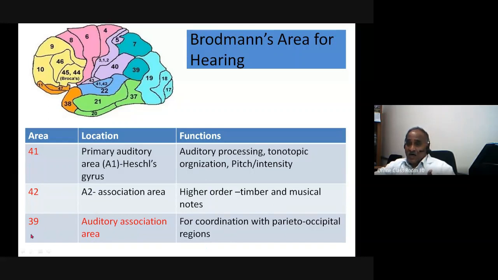So the auditory association area coordinates with the parieto-occipito-temporal regions. That means the parietal regions and the occipital region. Suppose you saw a certain movie maybe 10 years back, you try to recall a particular scene coming up and a particular sound is coming up, you suddenly recall those images along with the feelings. So that is about Brodmann's area for hearing: 41, 42, and 39.